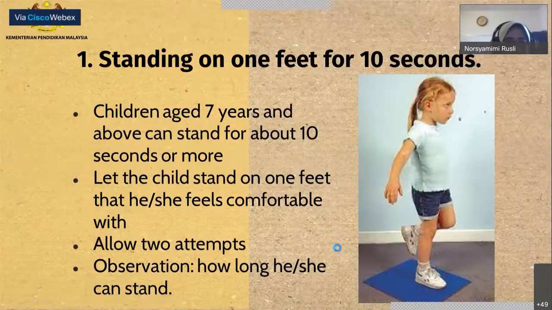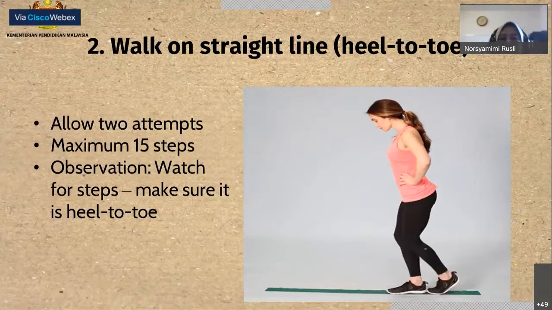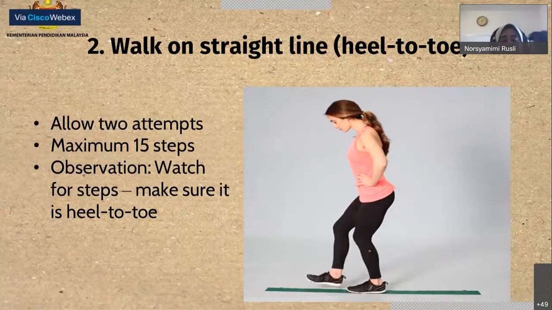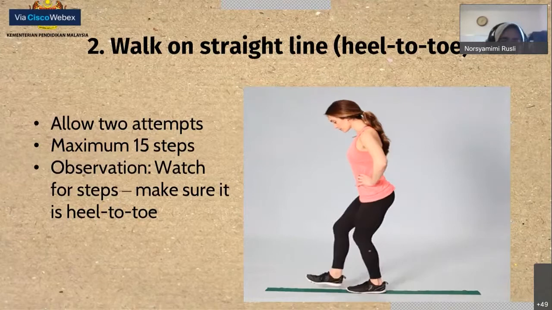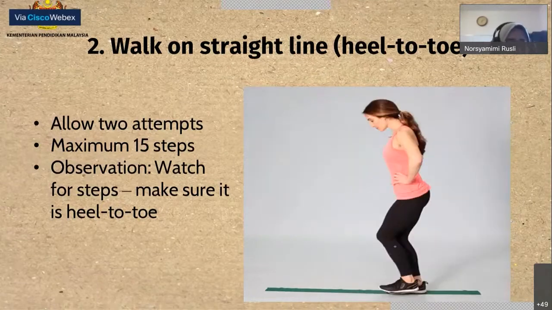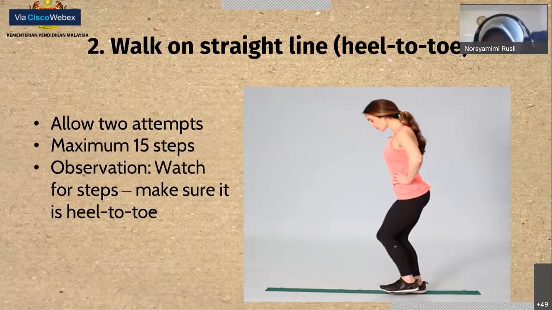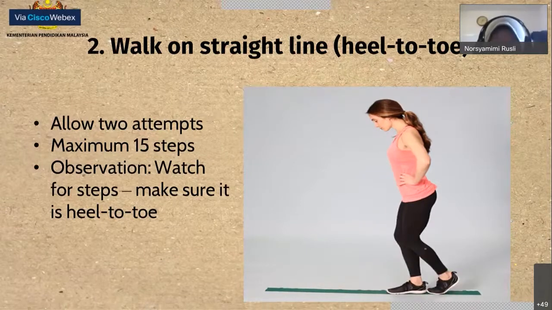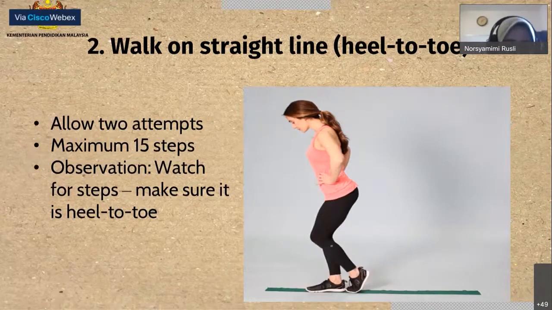Okay, next activity is walking on a straight line. Make sure it has to be heel to toe. Allow 2 attempts as well. You need to demonstrate first. How to demonstrate is in the picture here. Walk on the straight line. The heel needs to touch the toe. Maximum of 15 steps.